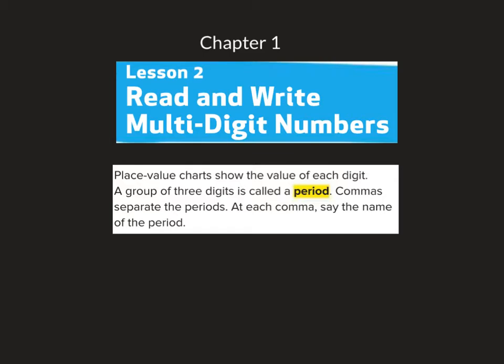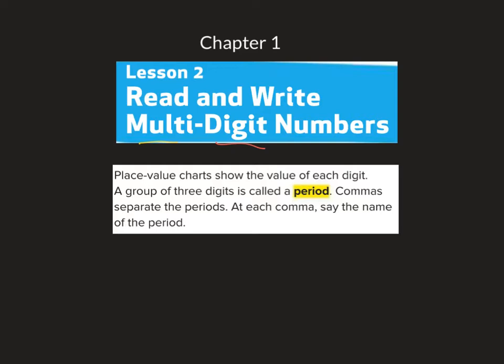Today we're going to talk about reading and writing multi-digit numbers. Multi just means more than one. Digit means a number, right? We talked about that. Our digits are 1, 2, 3, 4, 5, 6, 7, 8, 9, and 0.